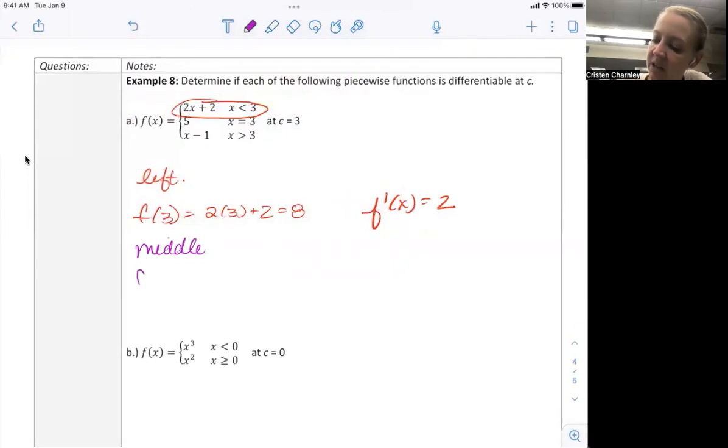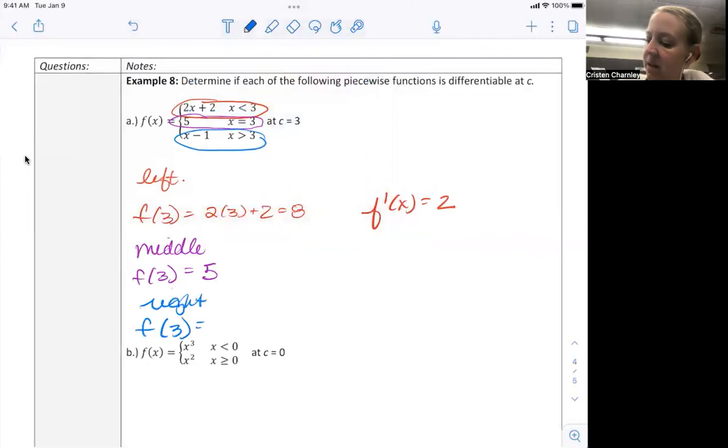Again, you want to check your actual function value. So f of 3 is equal to 5. That's this middle row. You can't really take a derivative there. It's a point. A derivative has to be on the left and the right-hand side of the point. And then we'll check out the right-hand side, which is here. So f of 3 is going to be 3 minus 1, and so f prime of x is equal to 1. Now, it's continuous, but not differentiable. Actually, no, it's not. It's none of the above.